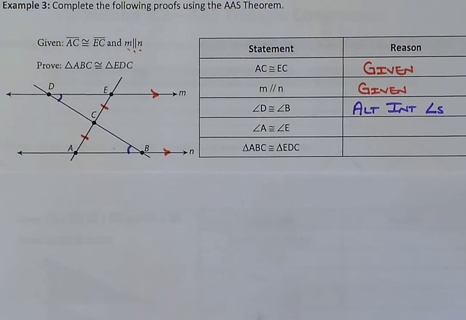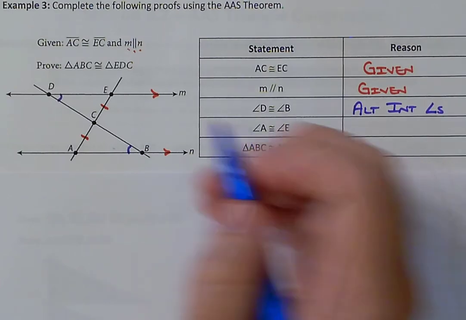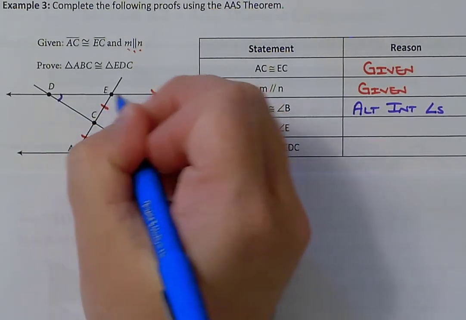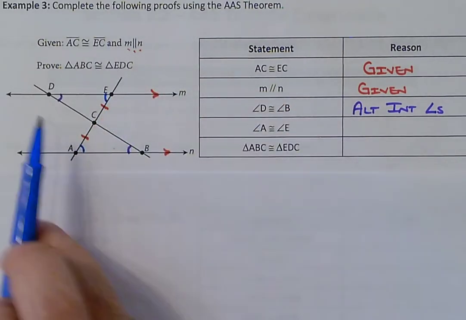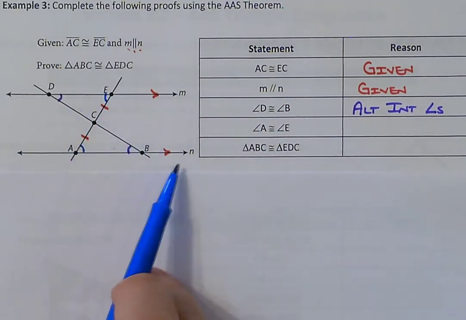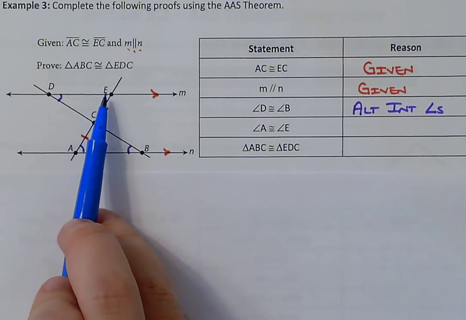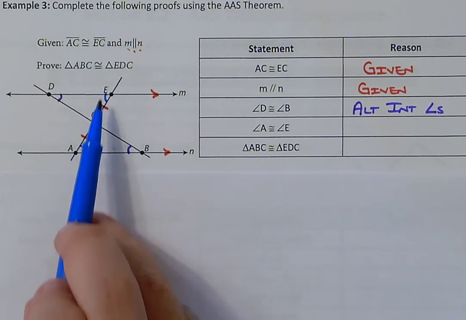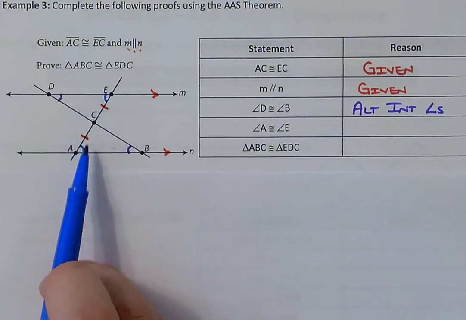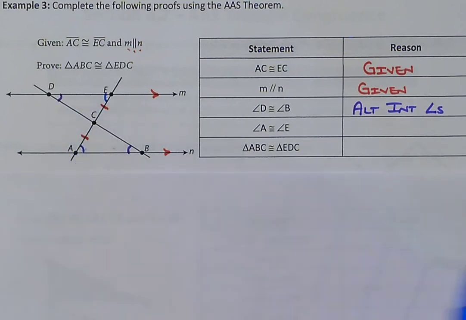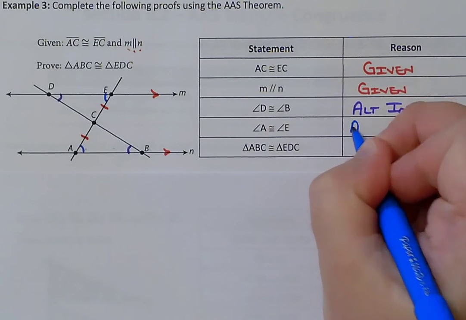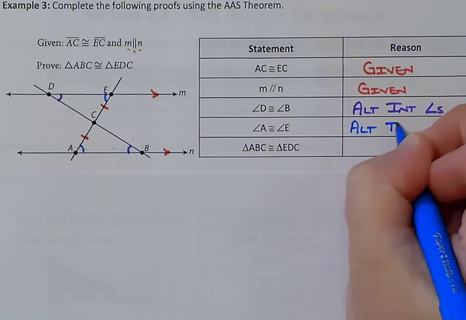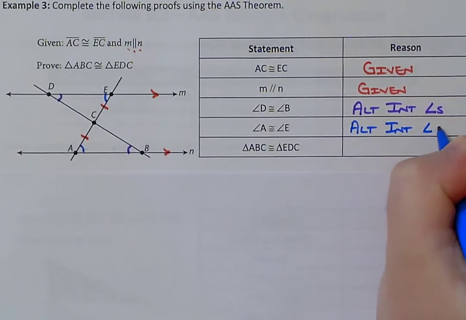We follow the next idea, so we're talking about angles A and E. Again, I have my two parallel lines cut by a transversal. A and E are inside the parallel lines, so they're interior. They're on alternate or opposite sides of the transversal. Therefore, again, my reason would be alternate interior angles.